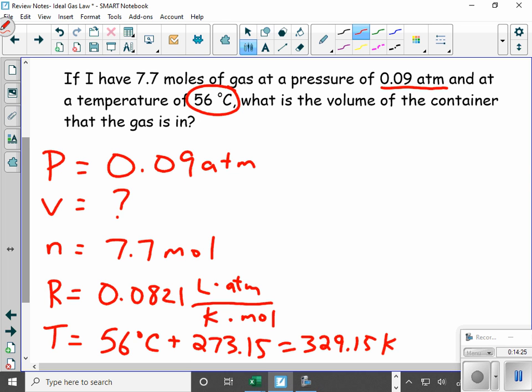So, I've got this right here. I've got all the data that I need. Now I need to go back to PV equals nRT.